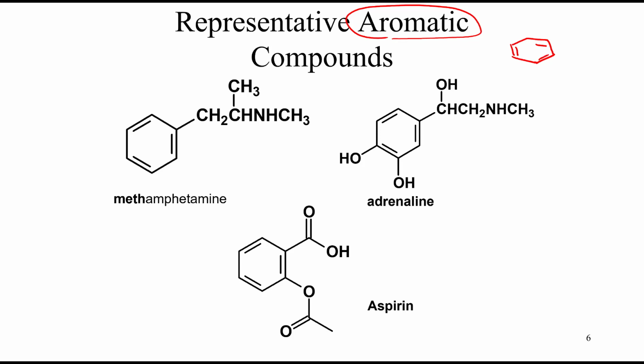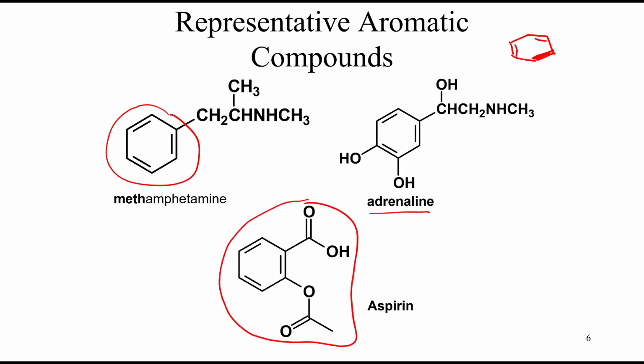So now when we talk about aromatic compounds, what we're really referring to is things that have this type of conjugation pattern within them, similar to that of benzene. Methamphetamine, for example, has a benzene ring in it, but so does adrenaline, which is a naturally occurring aromatic compound, and aspirin, which we synthesized from salicylic acid, originally isolated from willow bark.